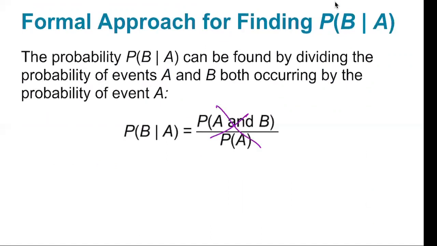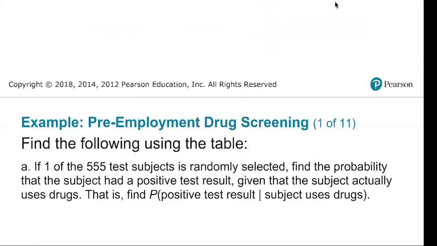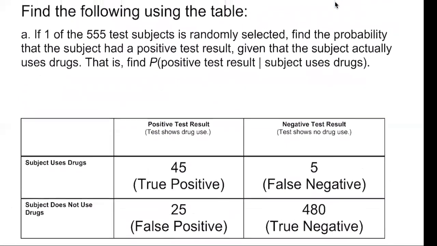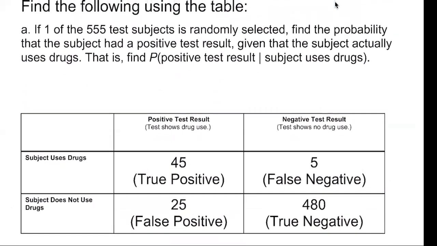Formulas are confusing, and we're going to do tabular data here. So I'm going to do this problem, then I'm going to do one from the book. There are 555 test subjects. Here is the row where the subject uses drugs. Here, does not use drugs. The columns are they have a positive test result, negative test result.